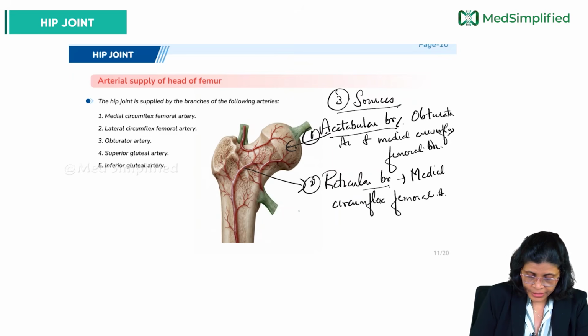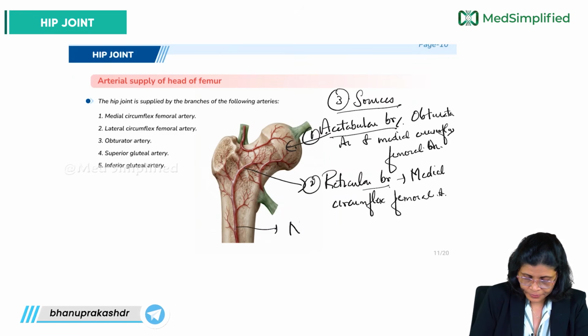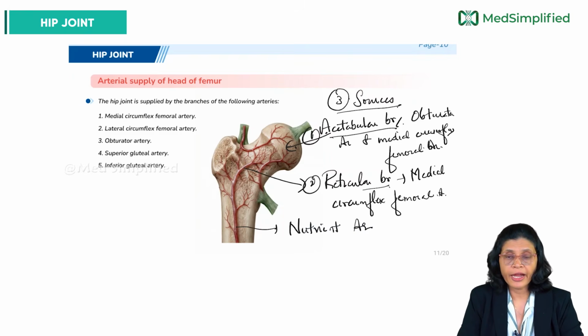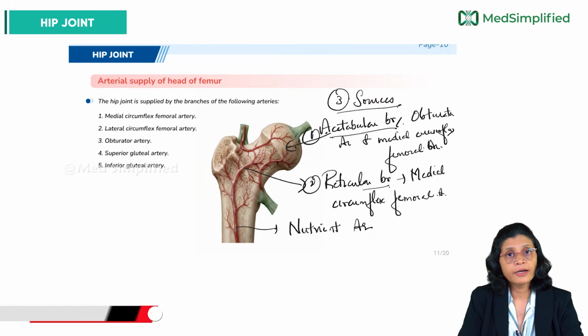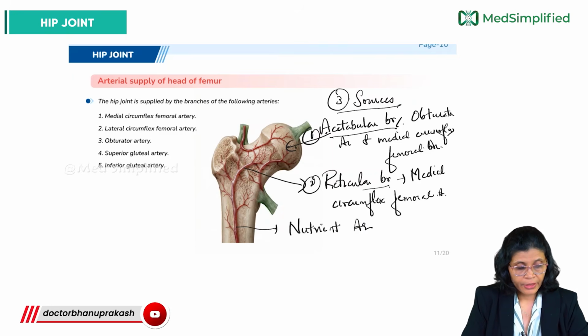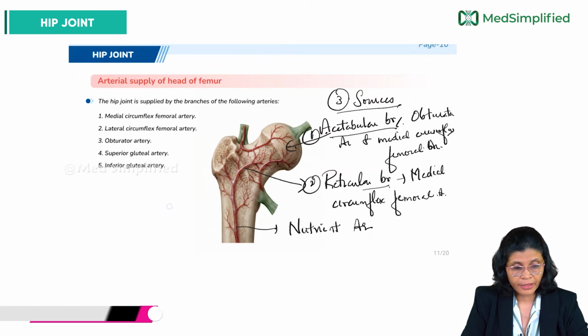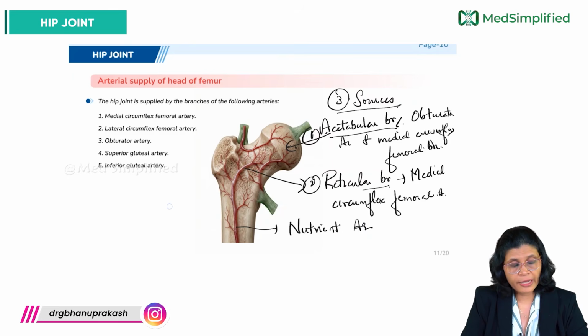Then we have the nutrient artery. So these were the reticular arteries, and we have the nutrient artery here. The nutrient artery of the femur gives branches to the head and neck of the femur. These are the three main sources which supply the hip joint. The nerve supply for this joint is by the femoral nerve through the nerve to rectus femoris. A branch from the anterior division of the obturator nerve also supplies, and the nerve to quadratus femoris, then superior gluteal nerve, and sometimes the sciatic nerve also supplies the hip joint.